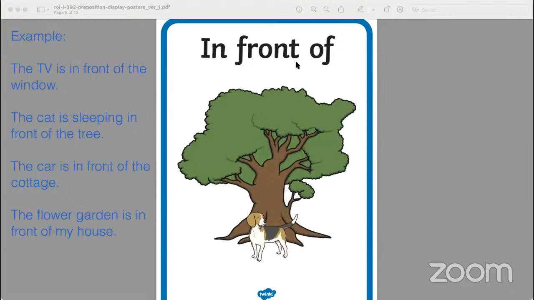Okay, another class. The bike is in front of the house. Good.